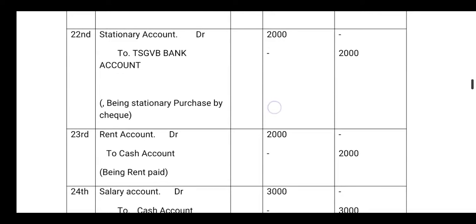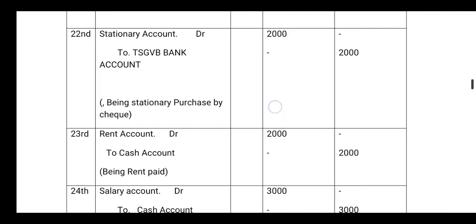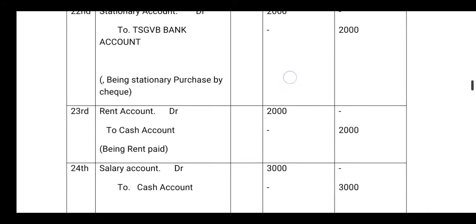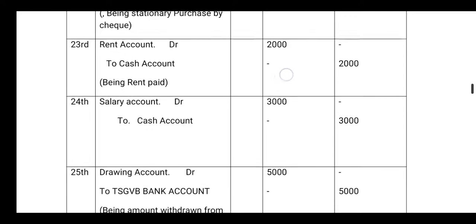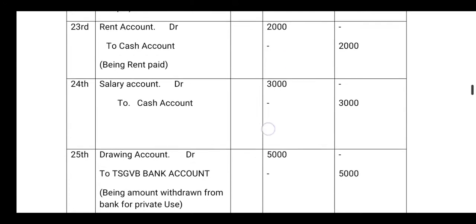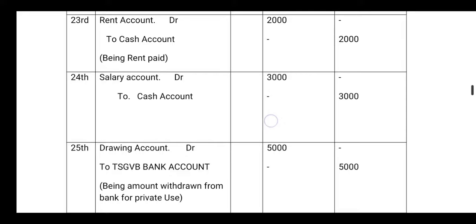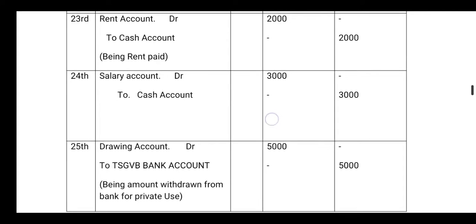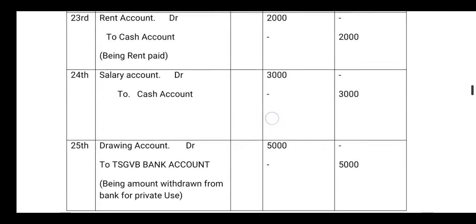Then stationery purchased by check. Here stationery is coming to the business, that's why stationery account is debit. Here bank is the giver, that's why bank account is credit. Then we go to another transaction, rent paid in cash. Here rent is an expenditure, it is related to nominal account, all expenditures are debit, that's why it is debit. Then cash is going out of the business, that's why cash account is credit.